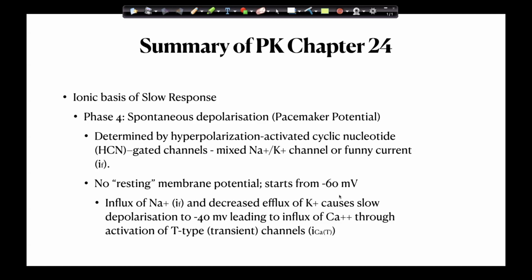Now, there is no resting membrane potential, and it starts from minus 60 millivolts. That's very important to know. So on our diagram, we're going to have minus 60 millivolts as our starting point. After that, the influx of the funny current and decreased efflux of potassium cause slow depolarization to minus 40 millivolts, which then activates the T-type calcium channels. This leads to an influx of calcium through the T-type transient calcium channels, which we'll label as ICaT.